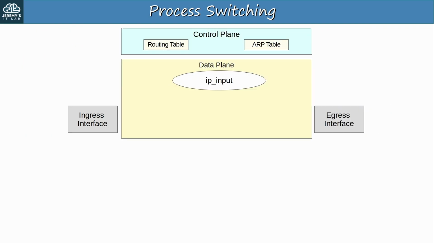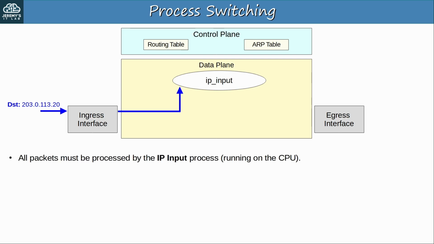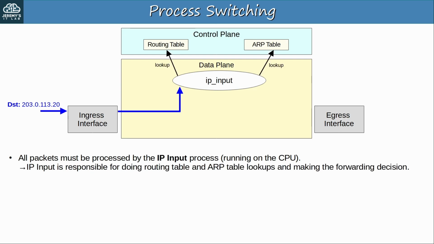Let me demonstrate process switching with this diagram. A packet arrives on an interface of this router. How does it decide what to do next? With process switching, the forwarding decisions of the data plane are done by the general-purpose CPU, so the packet goes to the IP input process running on the CPU. IP input is responsible for doing routing table and ARP table lookups and making the forwarding decision. It does, and the packet is forwarded out of the egress interface.